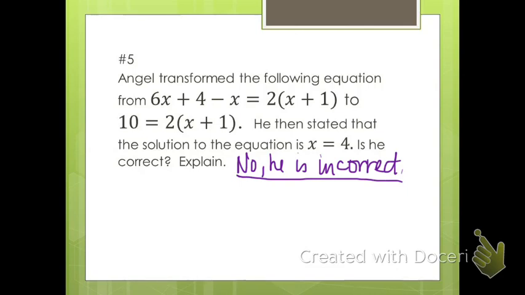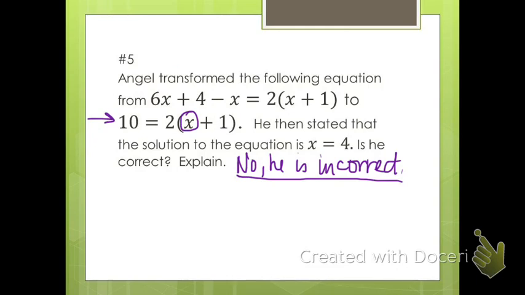He ended up with an equation where the left side is 10, and it was 6x plus 4 minus x. So he's gotten rid of the variable. Maybe he thought something about adding 6 and 4 to get 10. Not sure how he made his mistake, but it doesn't work because x equals 4 is a solution to this equation. If I put 4 in for x, 4 plus 1 is 5 times 2 is 10.